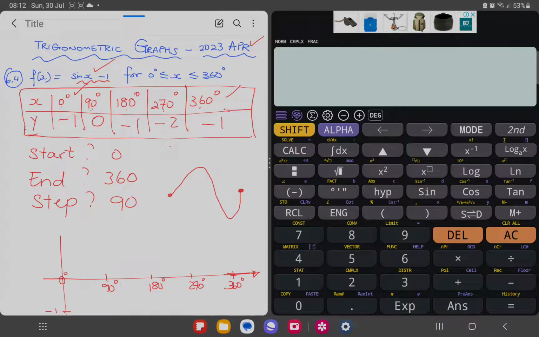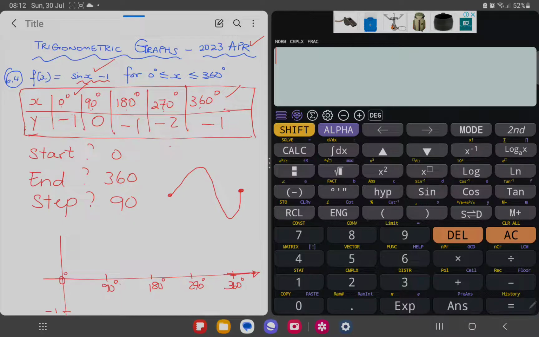Okay, now we're going to sketch trigonometric graphs. We're going to use the example that is part of the question paper, question 6.4 of the April 2023 question paper. It says sketch the graph of f of x is equal to sine x minus 1 for 0 degrees less or equal to x and x is less or equal to 360. The interval is given with 3 graphs, so it means we are going to use the table method. So we are going to start from 0 degrees up to 360 because these are the values of x.